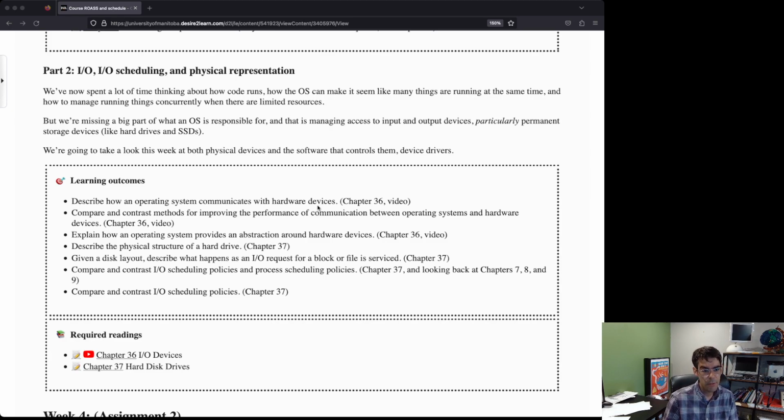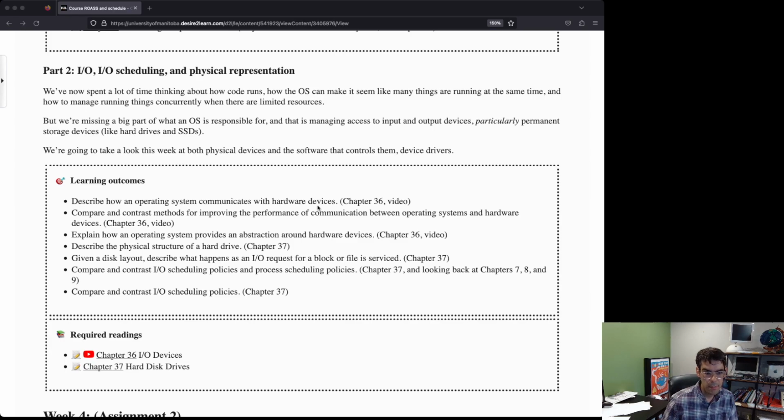Compare and contrast methods for improving the performance of communication between operating systems and hardware devices. This is talking about DMA, direct memory access, and basically sticking a computer inside your computer so that it can do other work while your main CPU does more important things. Explain how an operating system provides abstraction around hardware devices. Again, this is related to device drivers and the layering approach: how a device driver fits into this whole structure, how it fits into communicating with the hardware device, and how the operating system is doing that.